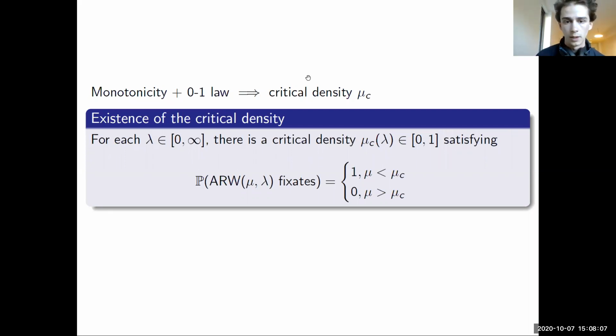So combining the 0-1 law and the monotonicity, I get this critical density. If I fix a lambda and vary mu, there's some threshold that I'll call mu c, so that I have fixation below it and non-fixation above it. You'll notice I wrote that mu c is in 0-1. It's not too hard to see that if mu is bigger than 1, then the system doesn't fixate, and you can prove this in a very general setting. If there's more than one particle per site on average, then you can't have fixation. But a priori, mu c could be 1, it could be 0. This could be trivial.